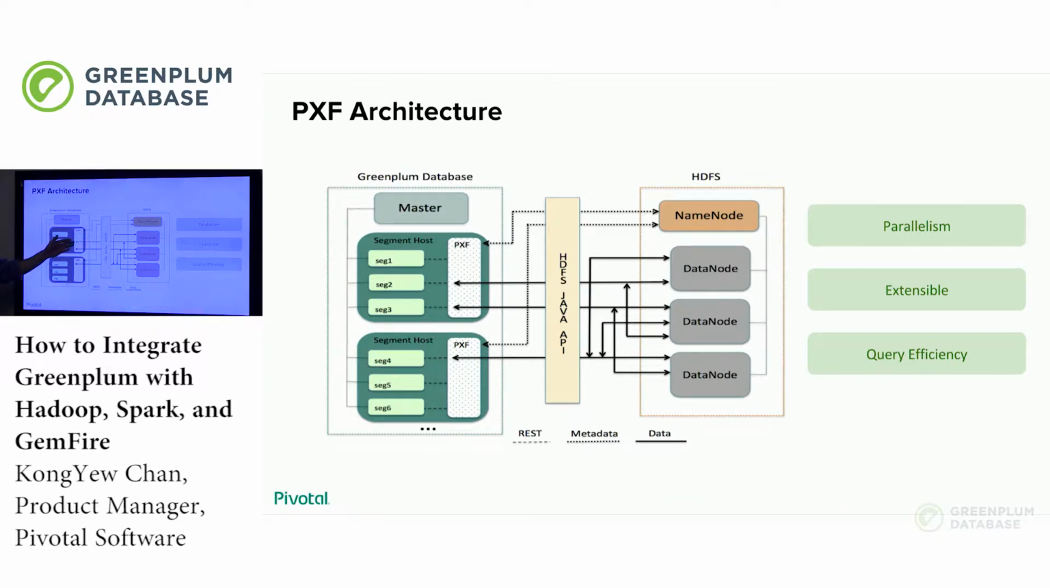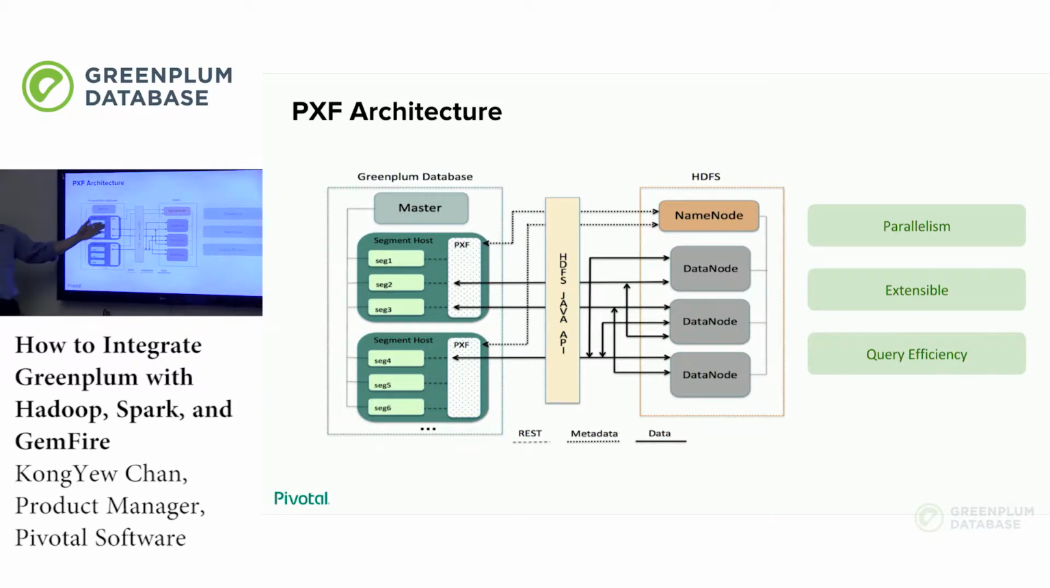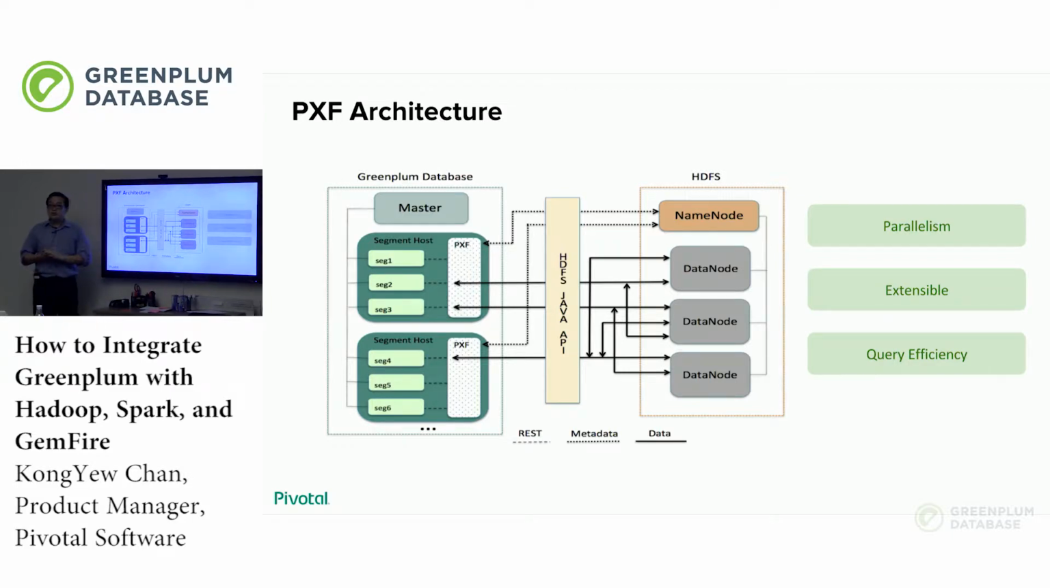PXF has the capability to load the Hadoop file system Java API, and through the Java API, we can contact the Hadoop file system name node to figure out where the data are located. The data are located in different sections of data nodes. Once the data is located, PXF knows how to get the data by parallelizing the query from the segment hosts to the data nodes. Parallelism is very important because only through parallelism can you load a large amount of data in the shortest time frame. And what do I mean by extensible? Extensible is because we are using this thing called the Platform Extension Framework.